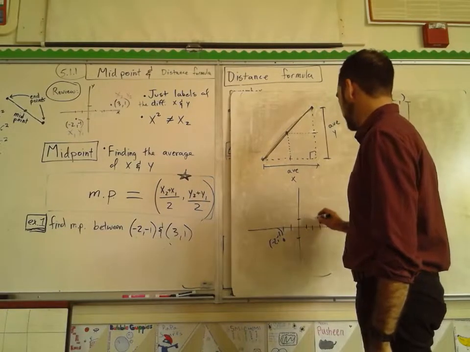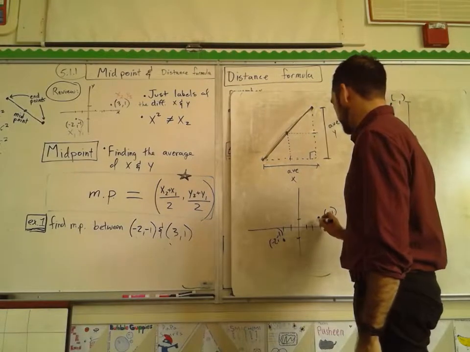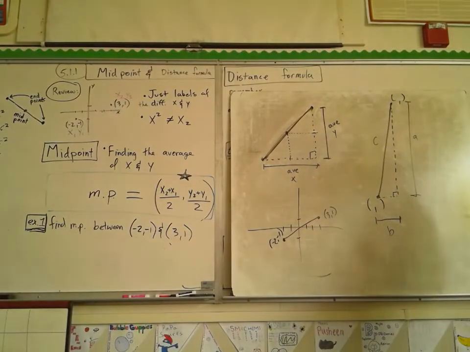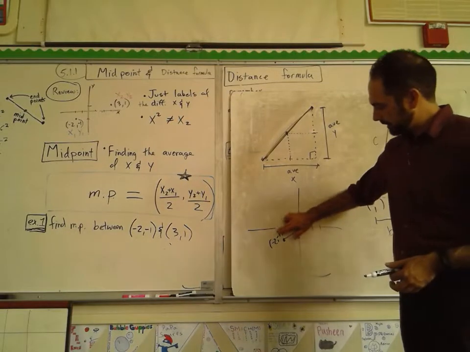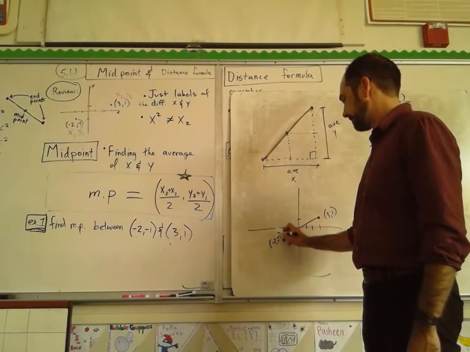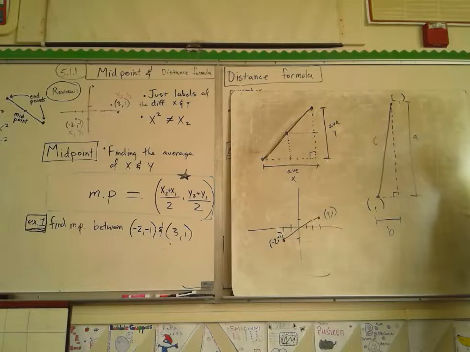Whenever you're doing graphs like this, if you don't have graph paper, it doesn't have to be perfect. We want to find the midpoint of that segment. Okay to see this?